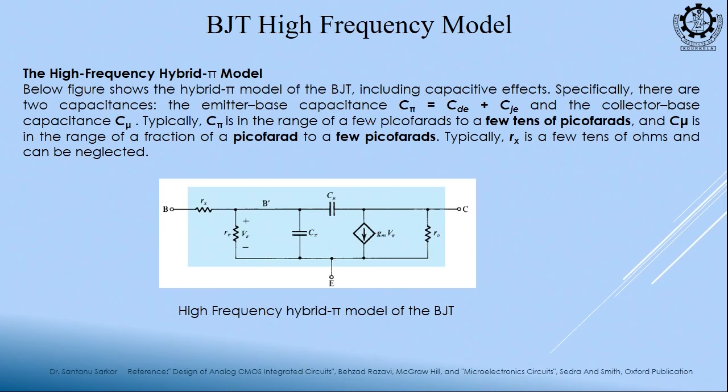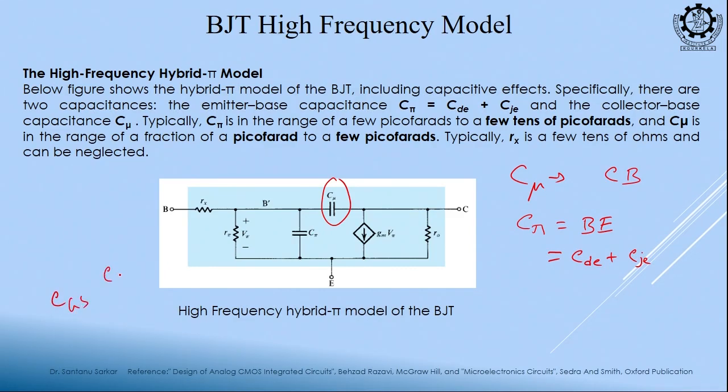Now, we will use them. So, this is our C mu. C mu means which capacitance? Collector to base. Another is C pi. C pi is base to emitter, right, and that is equal to CDE plus CJE. In case of MOS, what were our capacitances?